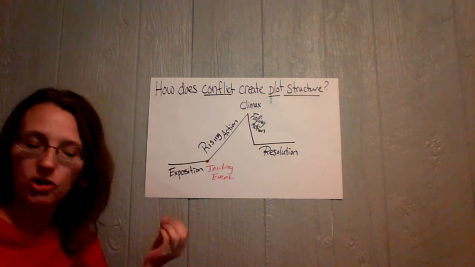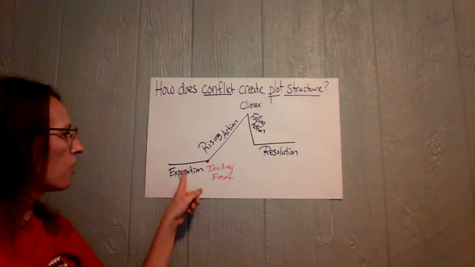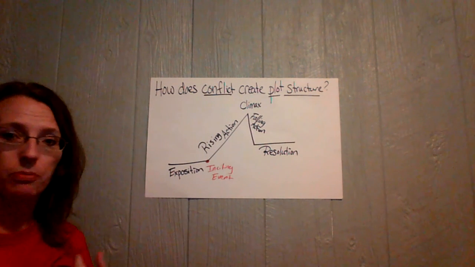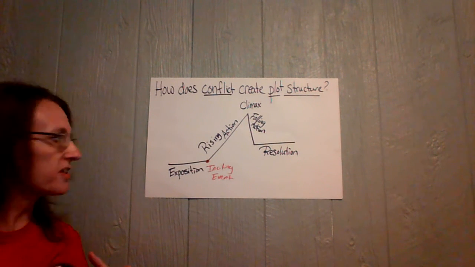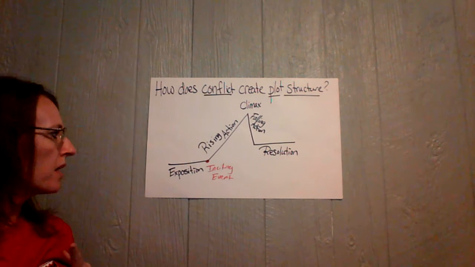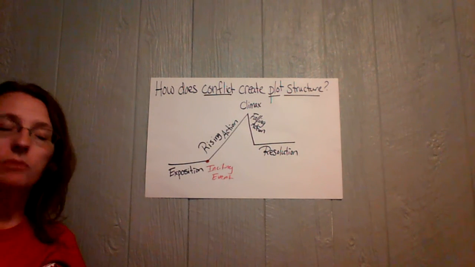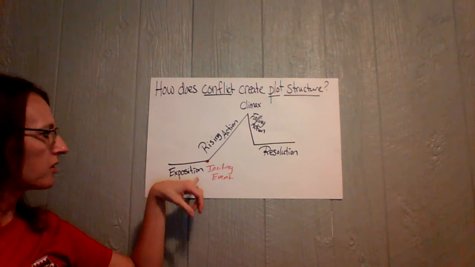Think of plot structure like a roller coaster. We get on the car here at exposition, and we're getting to know the people who are riding the roller coaster with us. We are getting to know the setting of the roller coaster, and we also begin to feel the motor that's going to move the roller coaster set in motion, and that would be the conflict.